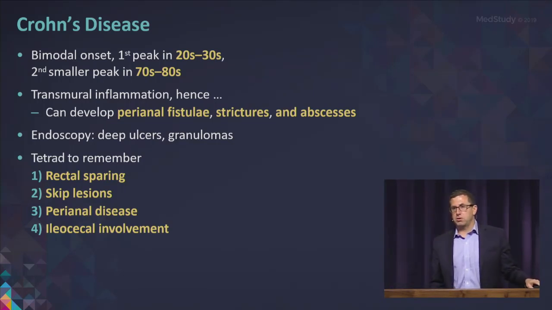Endoscopy will show deep ulcers and potentially granulomas, which are pathognomonic, but granulomas are not always seen. The tetrad to remember is rectal sparing is often seen in contrast to ulcerative colitis, which always involves the rectum. You'll see skip lesions, perianal disease, and ileocecal involvement.